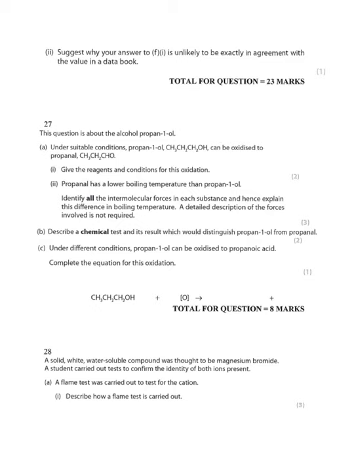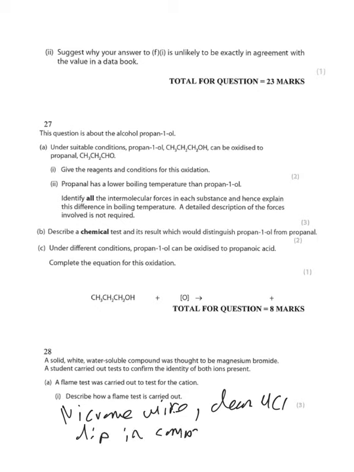I realised I skipped over 28 there, so just coming back to it, describing how the flame test was carried out. This question was done really well. Nichrome wire for 1 mark, HCl for the second: nichrome wire, clean in HCl, and then the idea of dip in compound and non-luminous flame to see the colour.